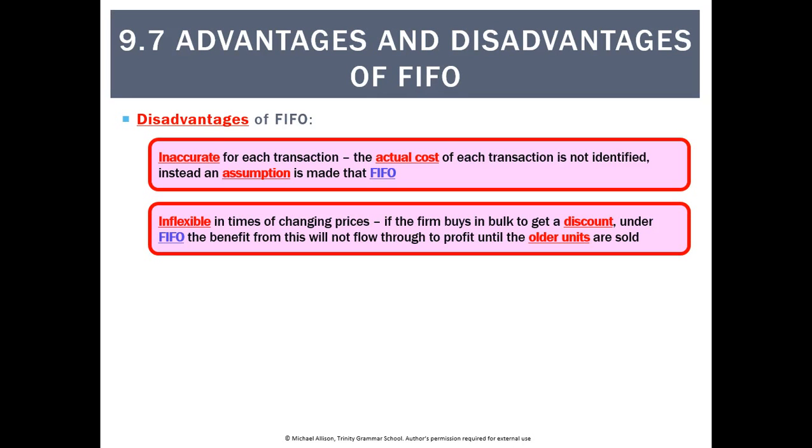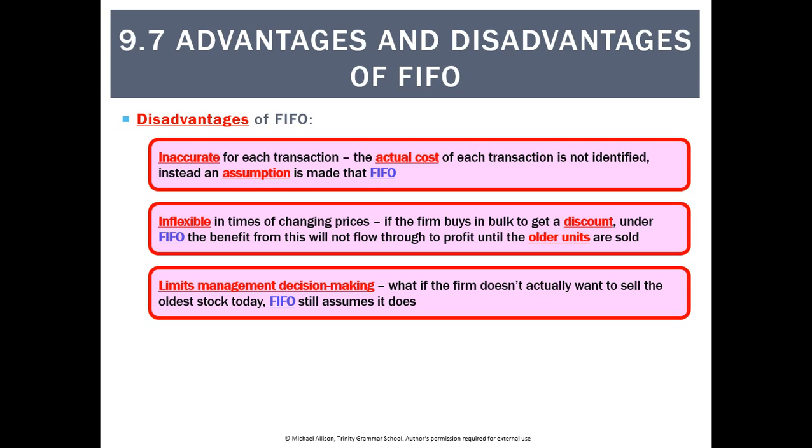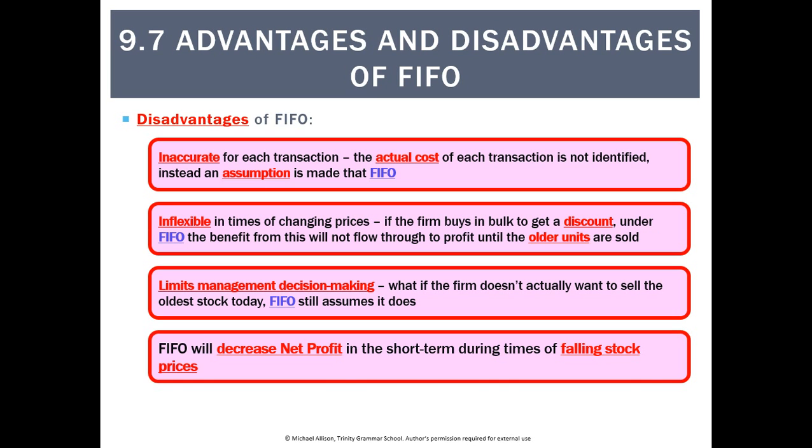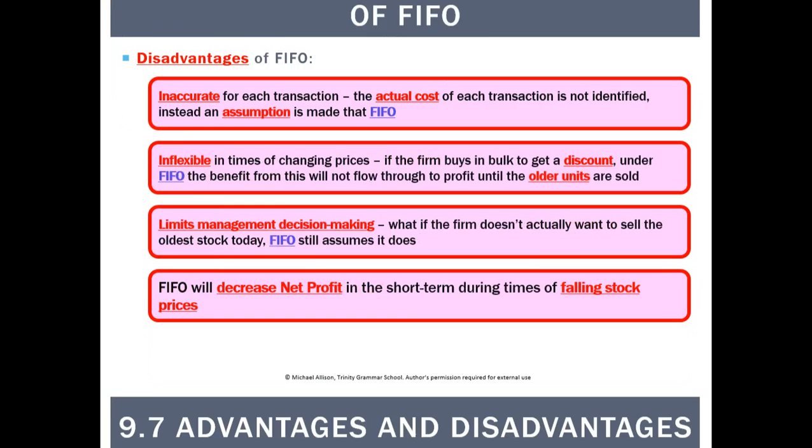It's also inflexible. What if stock prices did go down? Well, FIFO is going to have to assume that we're going to sell the dearer stock, which is the older stock, first. It limits decision making. What if the firm actually doesn't want to sell the older stock today? Well, FIFO will still assume it does. And FIFO will decrease net profit in the short term during times of falling stock prices. So let's just have a look at that.